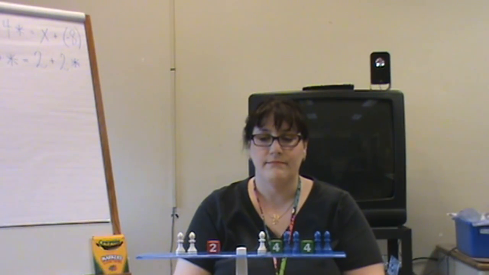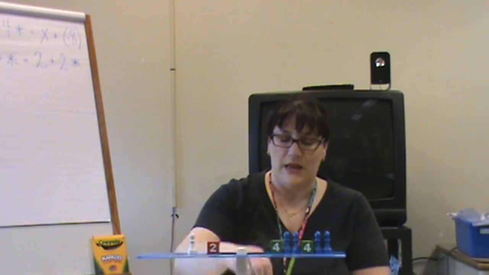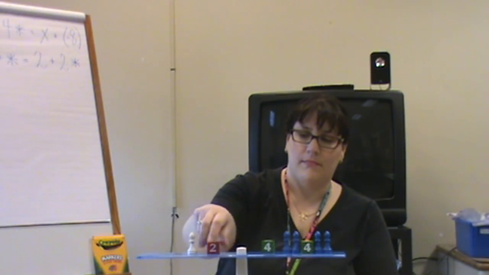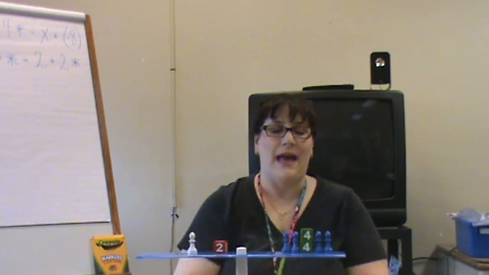What's the first thing I can do here, Lynn? Take a star away from each side. What's the next thing I can do here, Benny? You can take the 4s away. No, I can't do that. What do they equal together? Negative 8. So what do you think I can do? What's another step that I can take here to solve this equation?